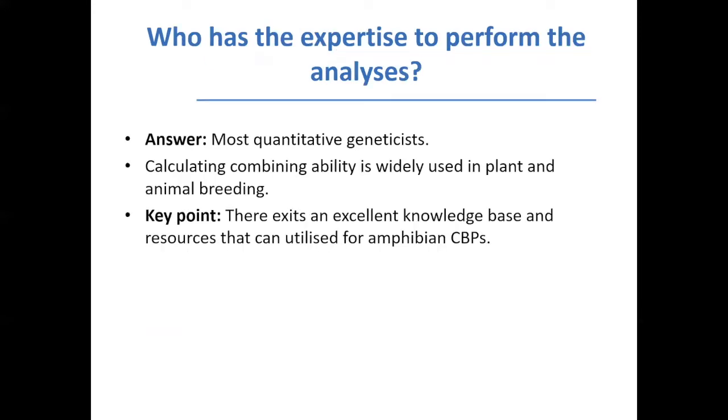So who has the expertise to perform these analyses? Well, the answer is most quantitative geneticists. Calculating combining ability is widely used in plant and animal breeding, and there exists an excellent knowledge base and set of resources that can be utilised for amphibian conservation breeding programs. But to make your lives easier, we would strongly recommend collaborating with a quantitative geneticist. One can likely be found in any good university near you.